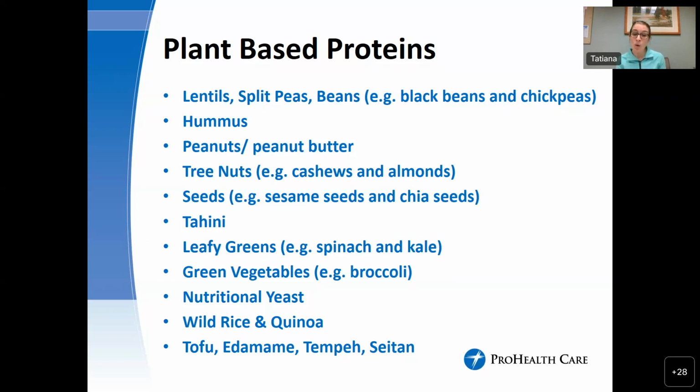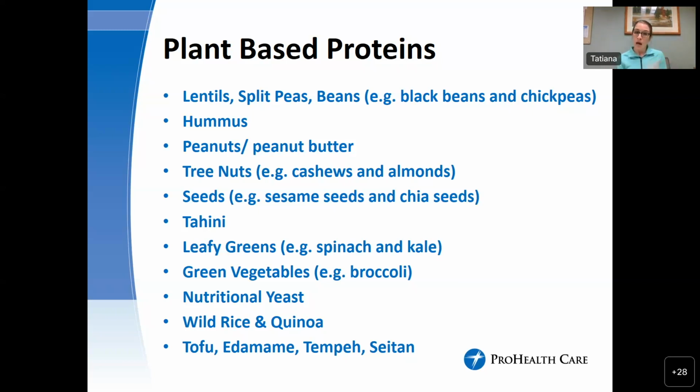Wild rice and quinoa. Quinoa is unique in that it's a grain that provides us, it's considered a complete protein, meaning it gives us the same amino acids or the same protein building blocks that we would get from, let's say, a chicken breast, okay? So incorporating quinoa in. And then your soy-based products, tofu, edamame, tempeh or seitan, all going to be soy-based ingredients. These are additional great protein sources.